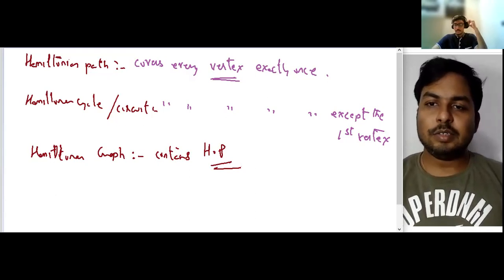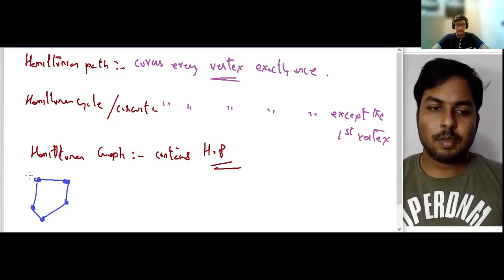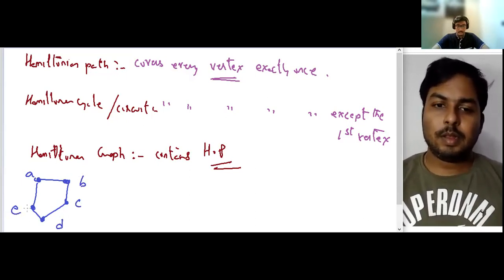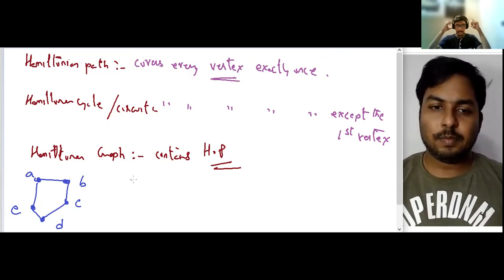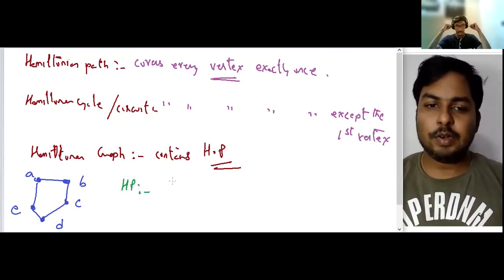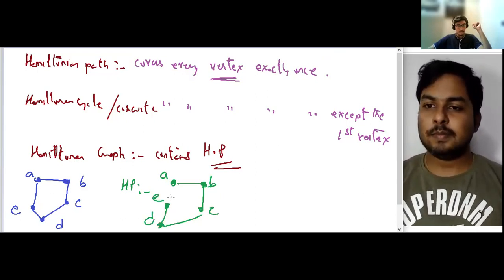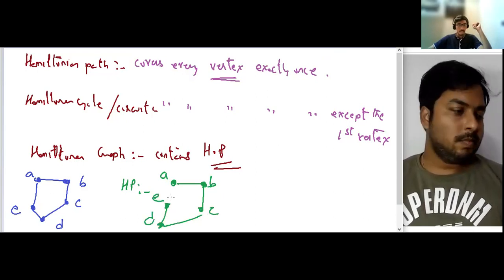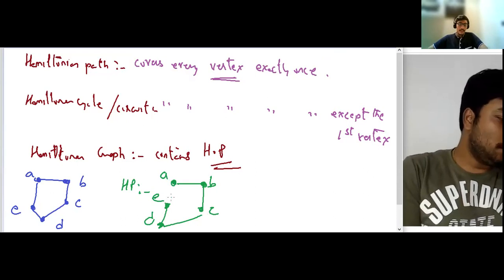So if I give you a graph like this, A, B, C, D, E. Okay? If I ask you to draw the Hamiltonian path for it, how can you draw? You have to cover every vertex exactly once. A, B, C, D, and E. Cover every vertex exactly once. Any questions from this? Is it clear? Yes, sir.